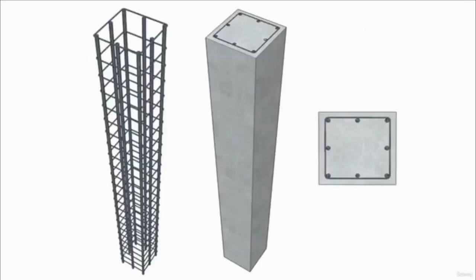Columns are compression members. They are mainly designed to resist the compressive force. Here you can see the reinforcement arrangement in the column. These are all the longitudinal reinforcement. The vertical bars are the longitudinal reinforcement to resist the compressive force, and these are called the main bars. And these are the ties, called lateral ties. These ties are provided to hold the longitudinal bars in position.